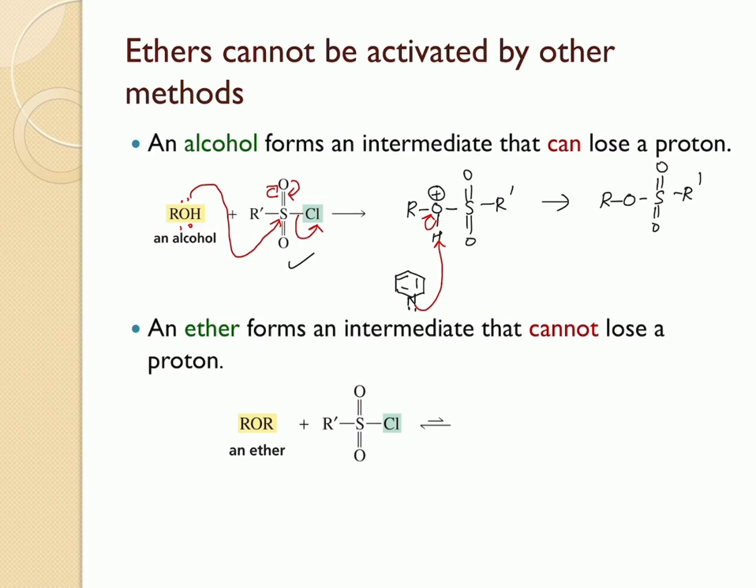But when you want to employ exactly the same method for ether, there is no hydrogen present in ether, and pyridine hasn't got any job. So say, for example, the intermediate that will be formed in this case is going to look something like this. Because there is no hydrogen to abstract, this reaction is not going to proceed in the forward direction. Instead, it is going to revert back to the starting materials. So on the whole, ethers cannot be activated by methods other than reacting with HBr or protic acids.